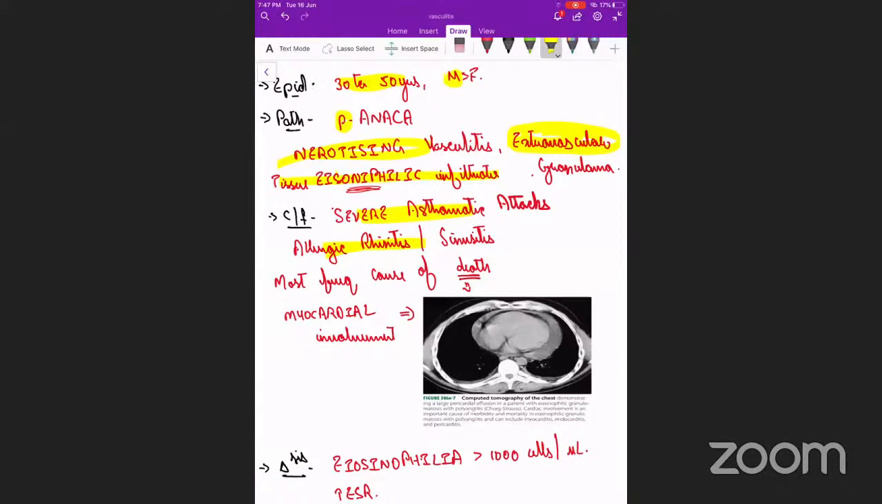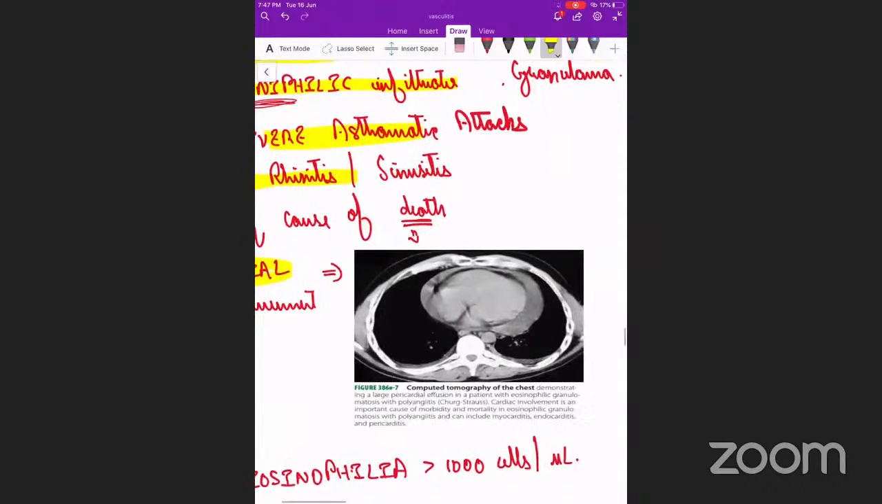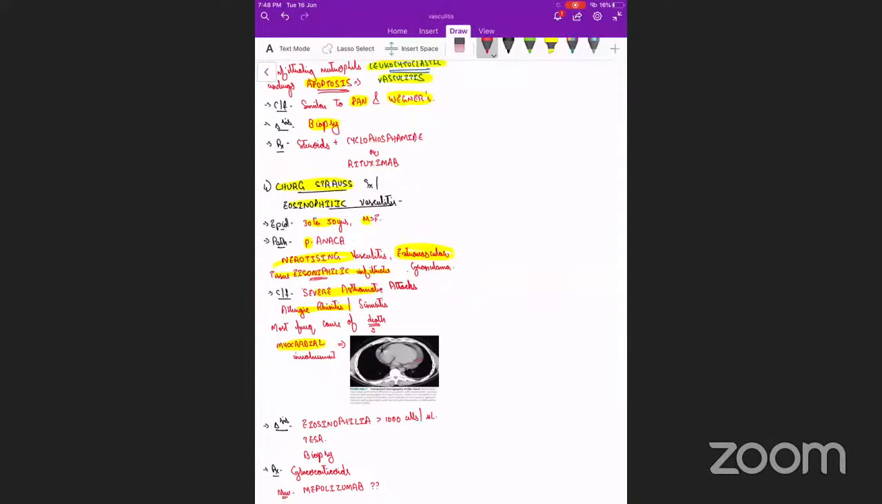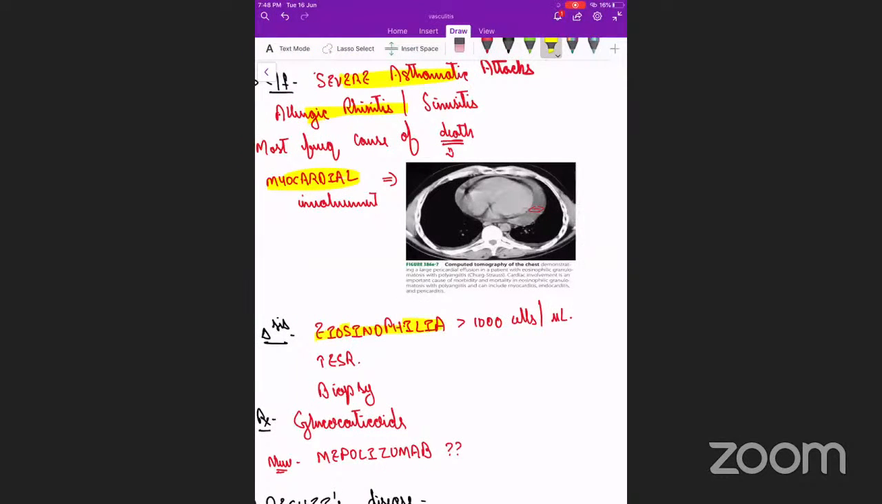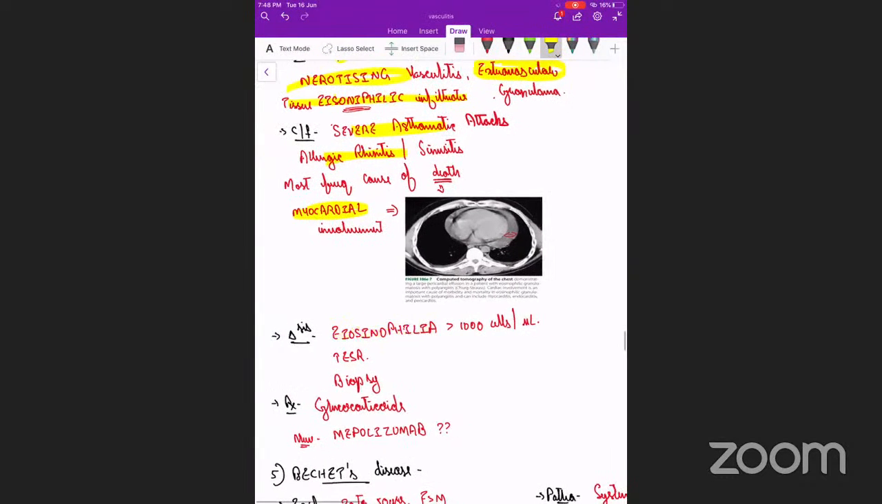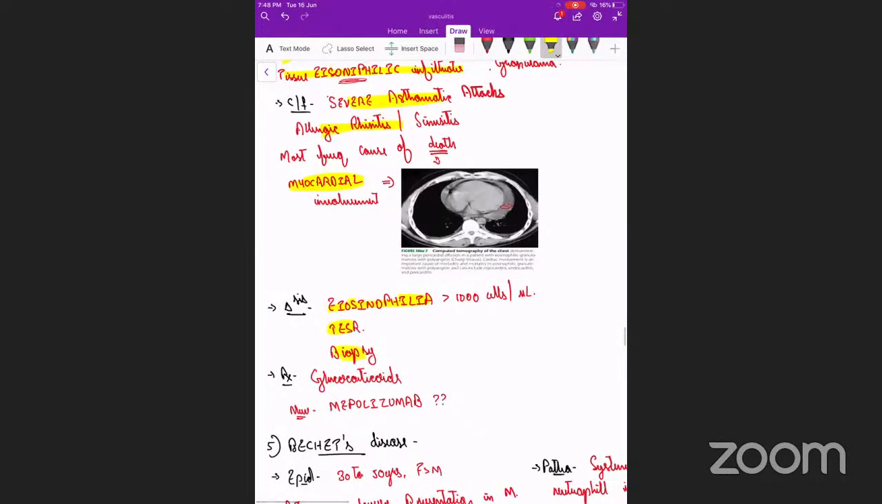Most frequent cause of death is involvement of the cardia. So as we see in this picture over here, myocardial involvement has led to pericardial effusion. See, we can see over here pericardial effusion is there. In this, most frequent cause of death in case of Churg-Strauss is cardiac involvement. Okay, so diagnosis, as mentioned, eosinophilia will be there. Eosinophilia is characteristic for this. Again, ESR will be raised. Biopsy will be gold standard.